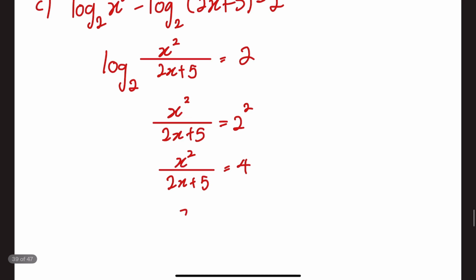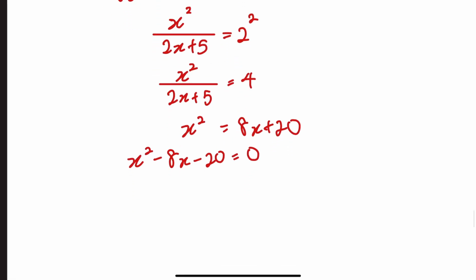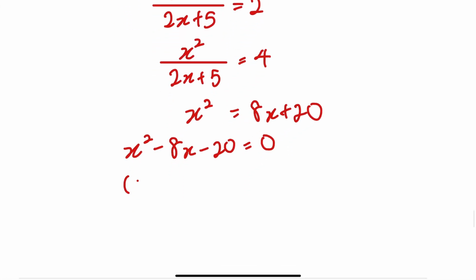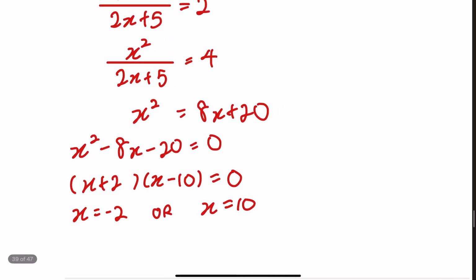Cross multiply: x squared is equal to 8x plus 20. Therefore, x squared minus 8x minus 20 is equal to 0. Okay, so by factorization, I'll get x plus 2 times x minus 10 equals 0. Therefore, x is equal to negative 2 or x equals 10. And that is my answer for part C.